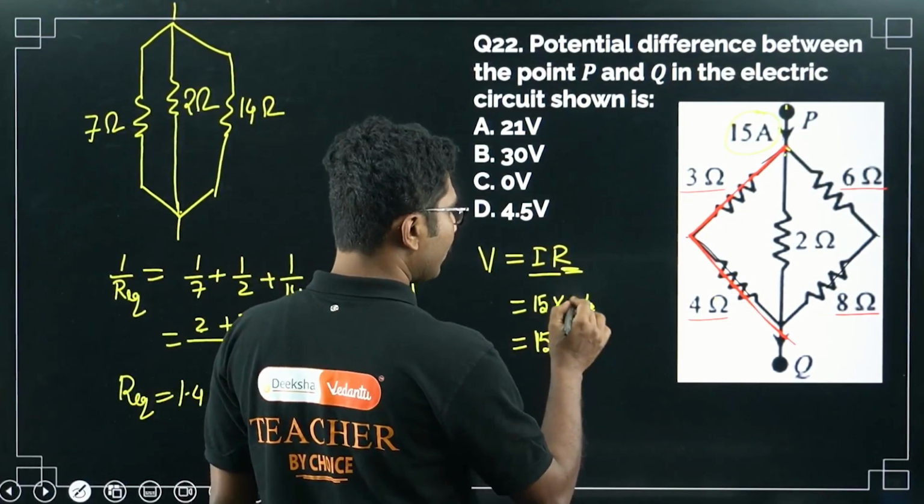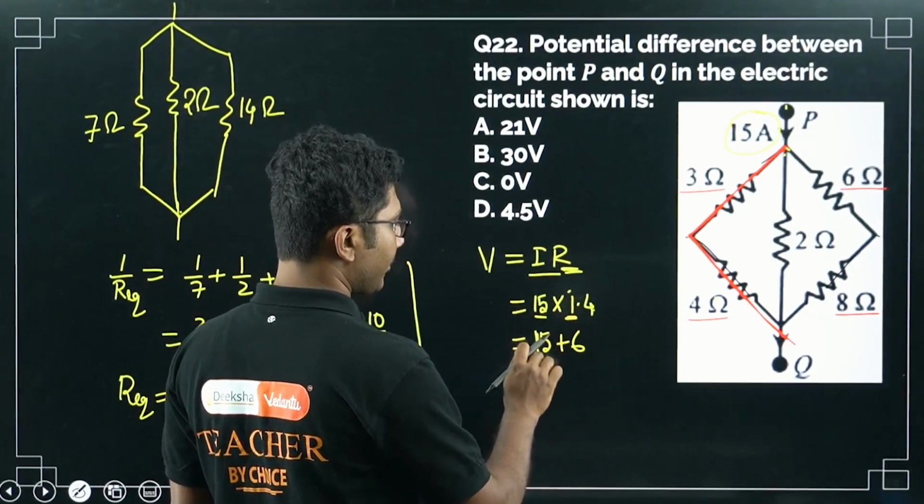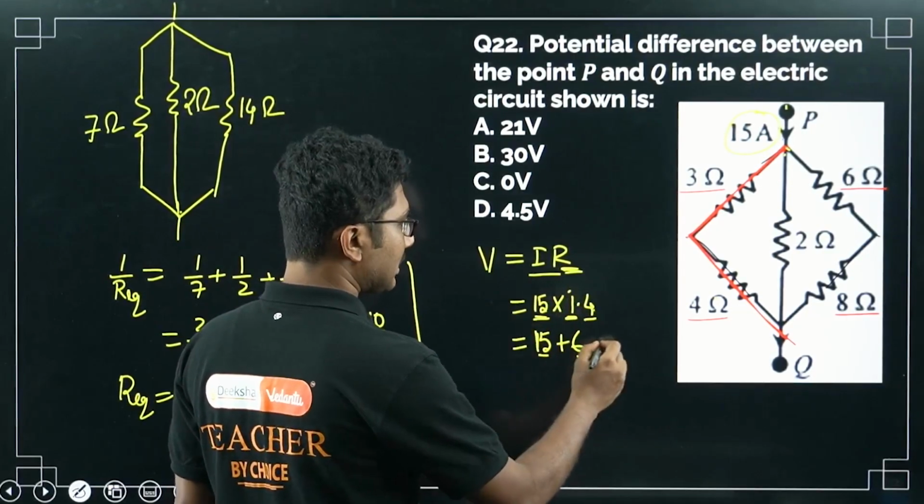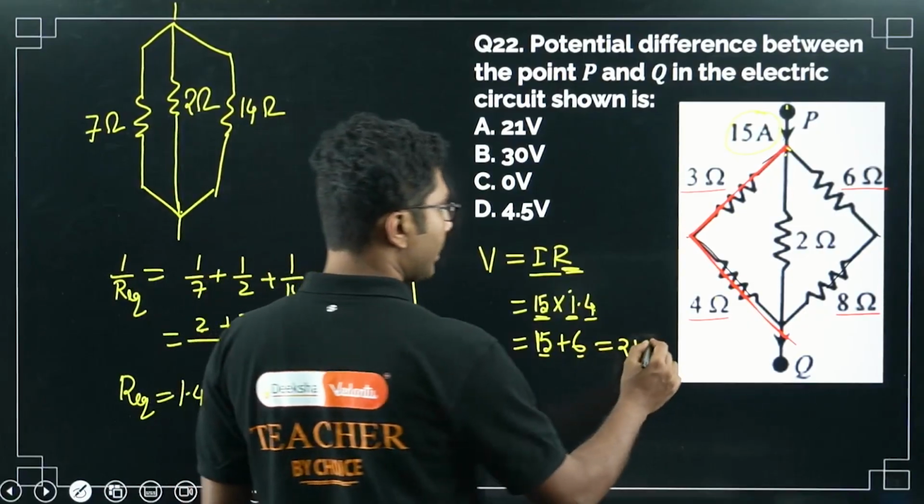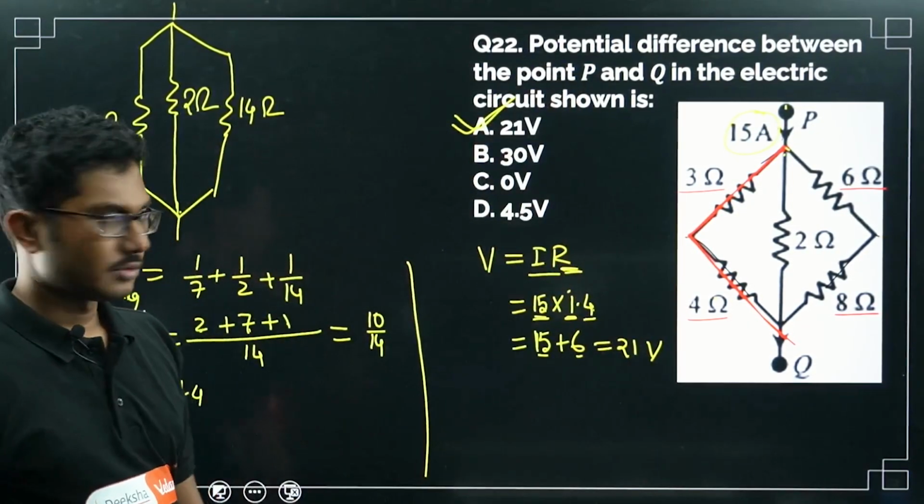So you can do this: first you multiply with 1, so 1 times 15 is 15. 0.4 times 15 is 6. This is another way of smart calculation. So V is equal to 21 volts.